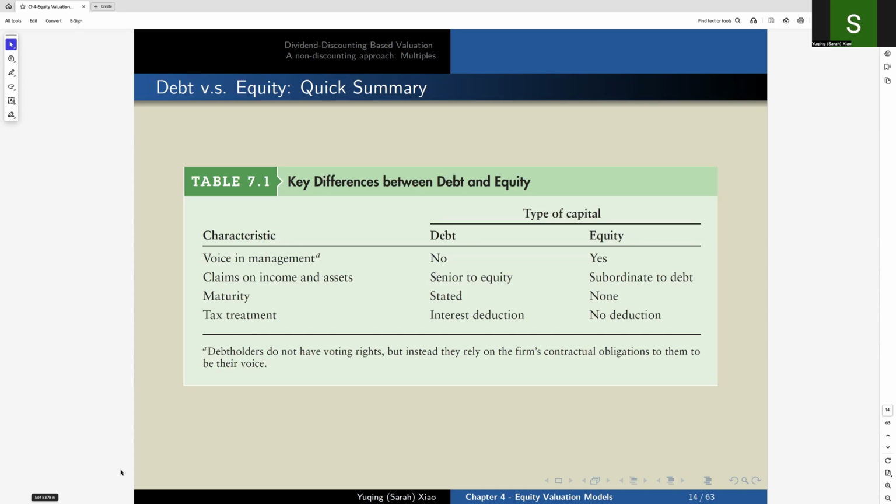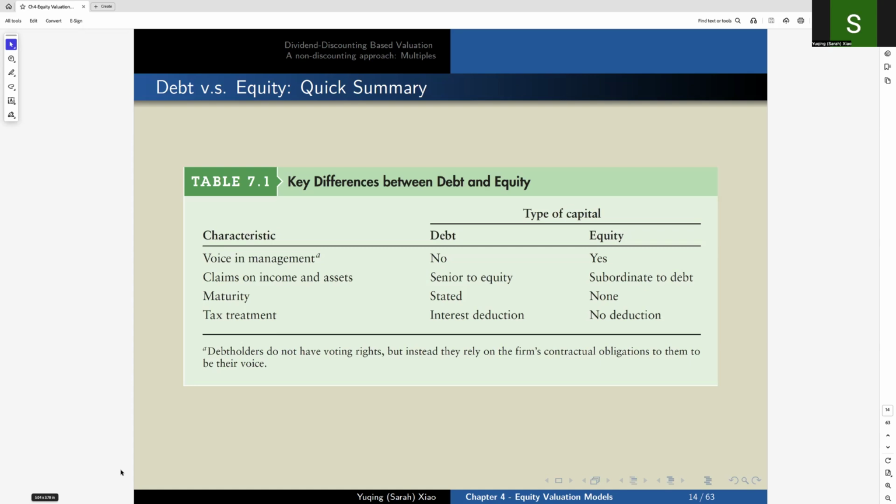On claims, creditors are senior, but equity is subordinate. On maturity, debt matures, but equity is permanent. Finally, interest is deductible, but dividends are not.